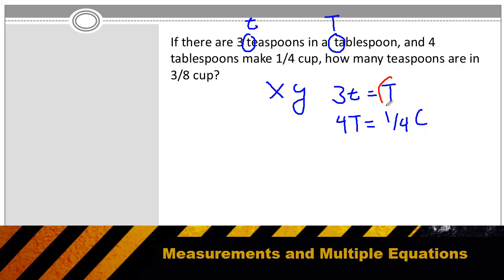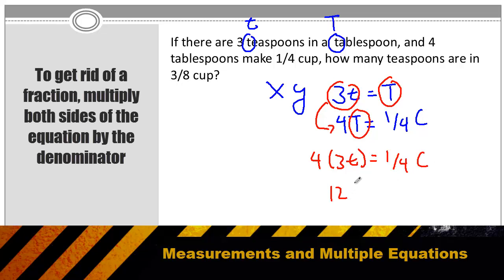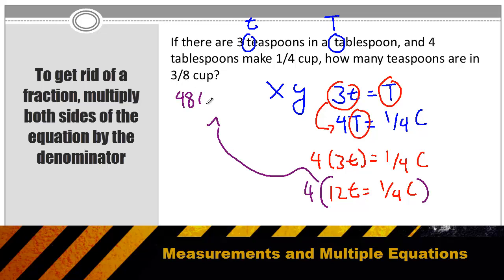Since I have big T in both equations, I can use simple substitution, and I can take my 3t, plug it into my bottom equation, and I get the equation that 4 times 3 teaspoons is equal to 1/4 of a cup. Or 12 teaspoons is equal to 1/4 of a cup. As a rule, I like to get rid of fractions as soon as possible, and I can do that in this case by multiplying both sides of the equation by 4. And I'm left with 48 teaspoons is equal to 1 cup.